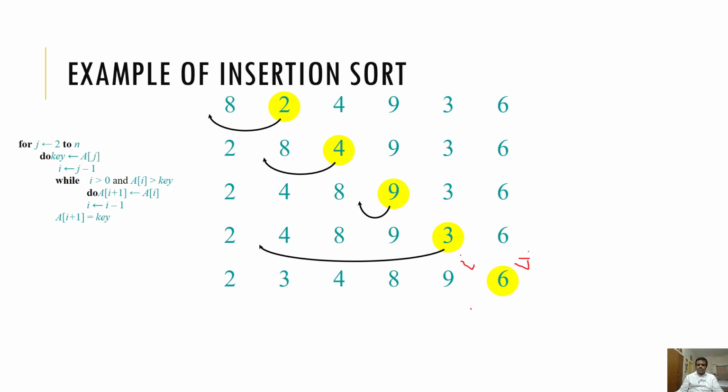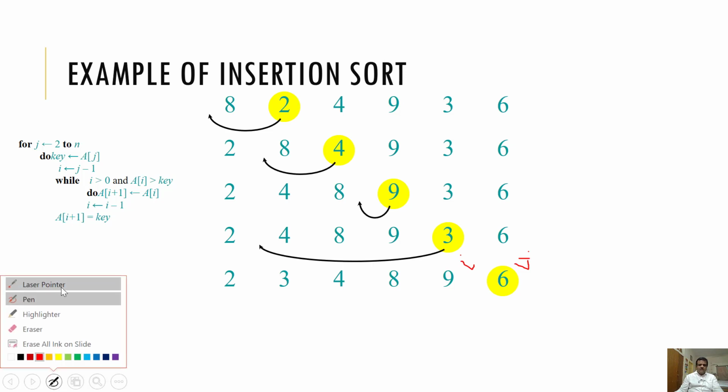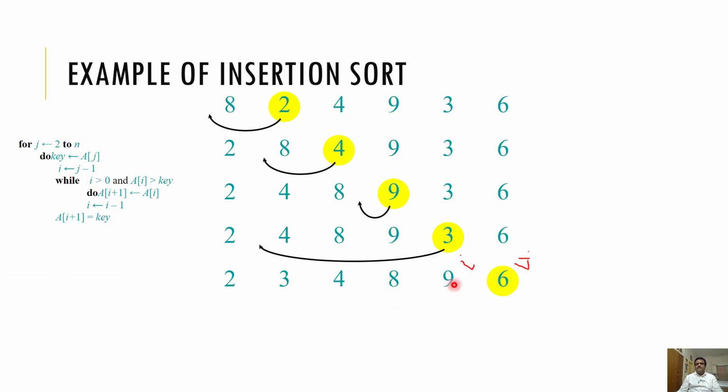So we compare these two. 6 is now the key, so we compare these two. This 6 is less than, so we have to copy this A[i], which is basically 9, to A[i+1]. So, we will copy this here and then we will decrease i by 1.